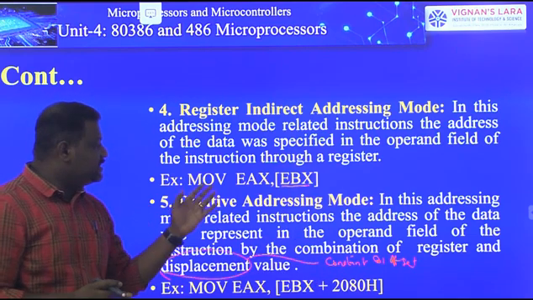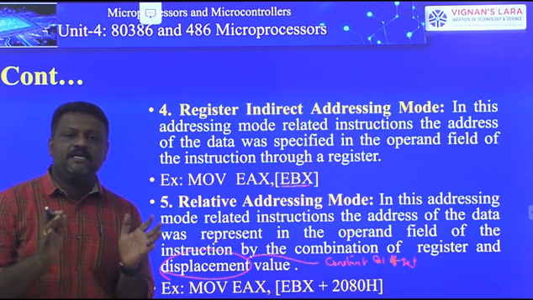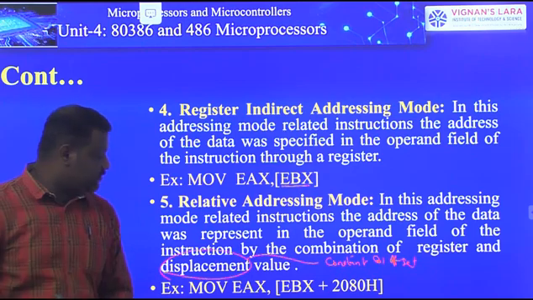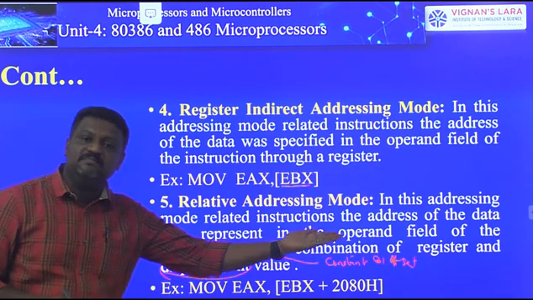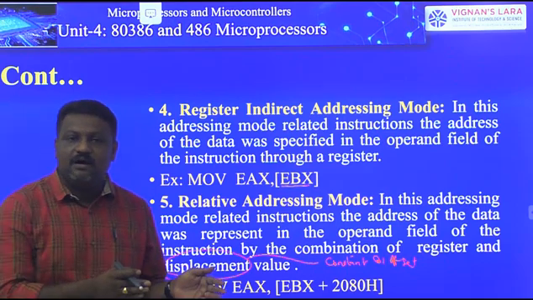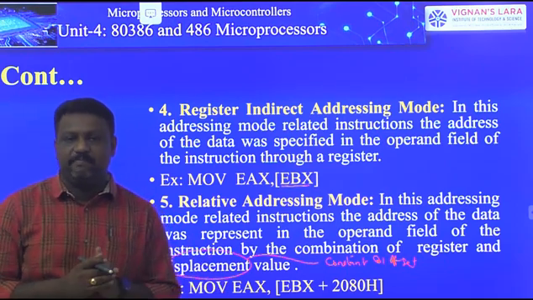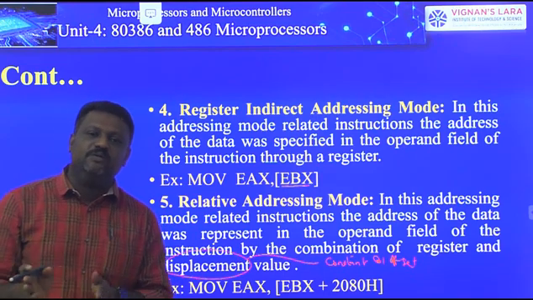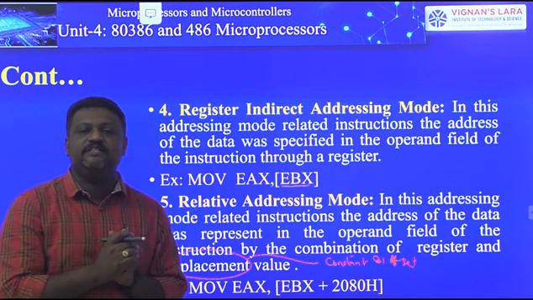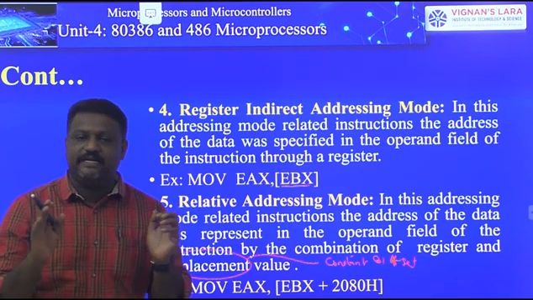That means in this addressing mode, we are representing the operand or data address by the combination of a CPU register and some displacement. Your displacement value size is either 8-bit, 16-bit, or 32-bit, whatever it may be. That displacement value is added to the CPU register mentioned in the instruction. Then we get the final offset address of your data.